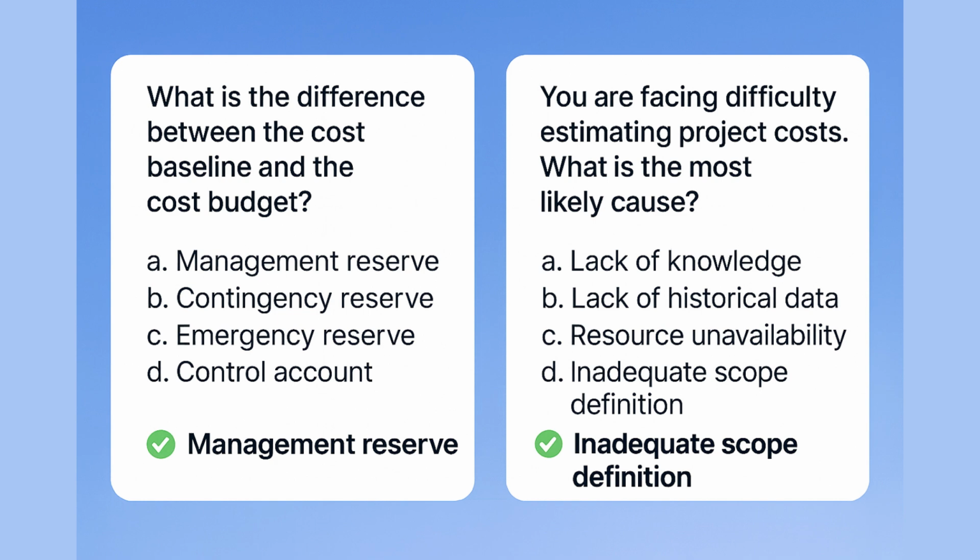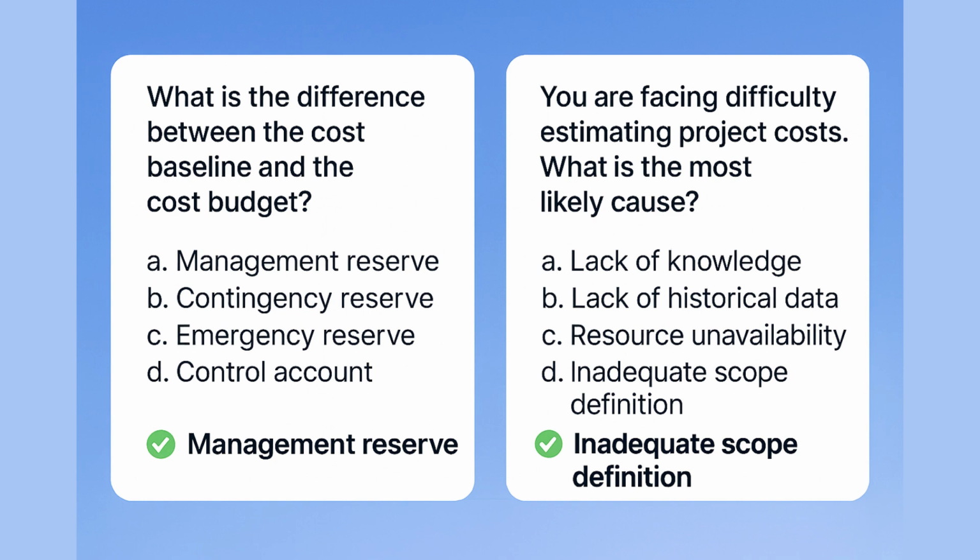Moving on to the second question. You are facing difficulty estimating project cost. What is the most likely cause? The options given are lack of knowledge, lack of historical data, resource unavailability, inadequate scope definition. The answer is inadequate scope definition.